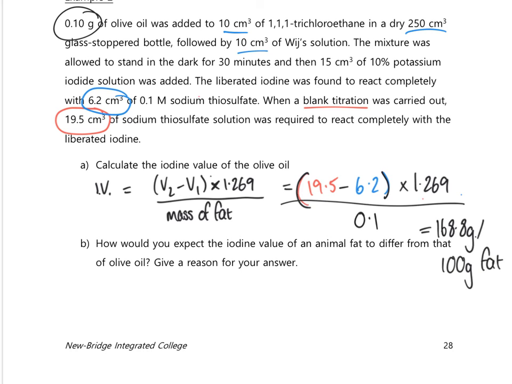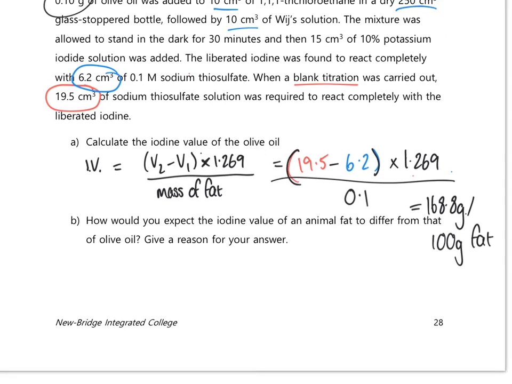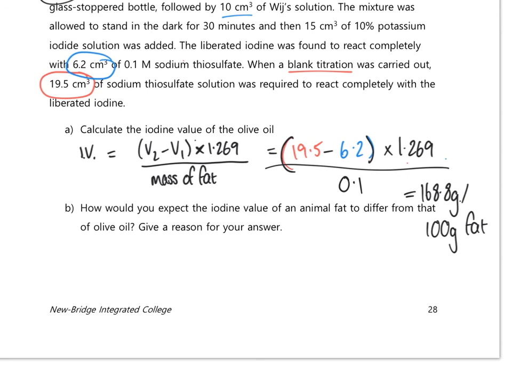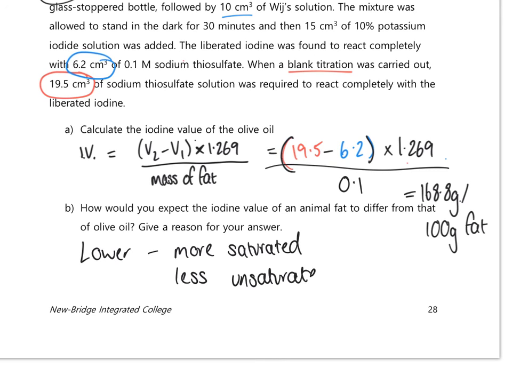How would you expect the iodine value of an animal fat to differ from that of olive oil? It would be much lower, because it's more saturated. How else could we say that? Less unsaturated. We're measuring how much of the ICl will add across the double bonds. That's going to be more if there are more double bonds there, so that makes our iodine value higher.